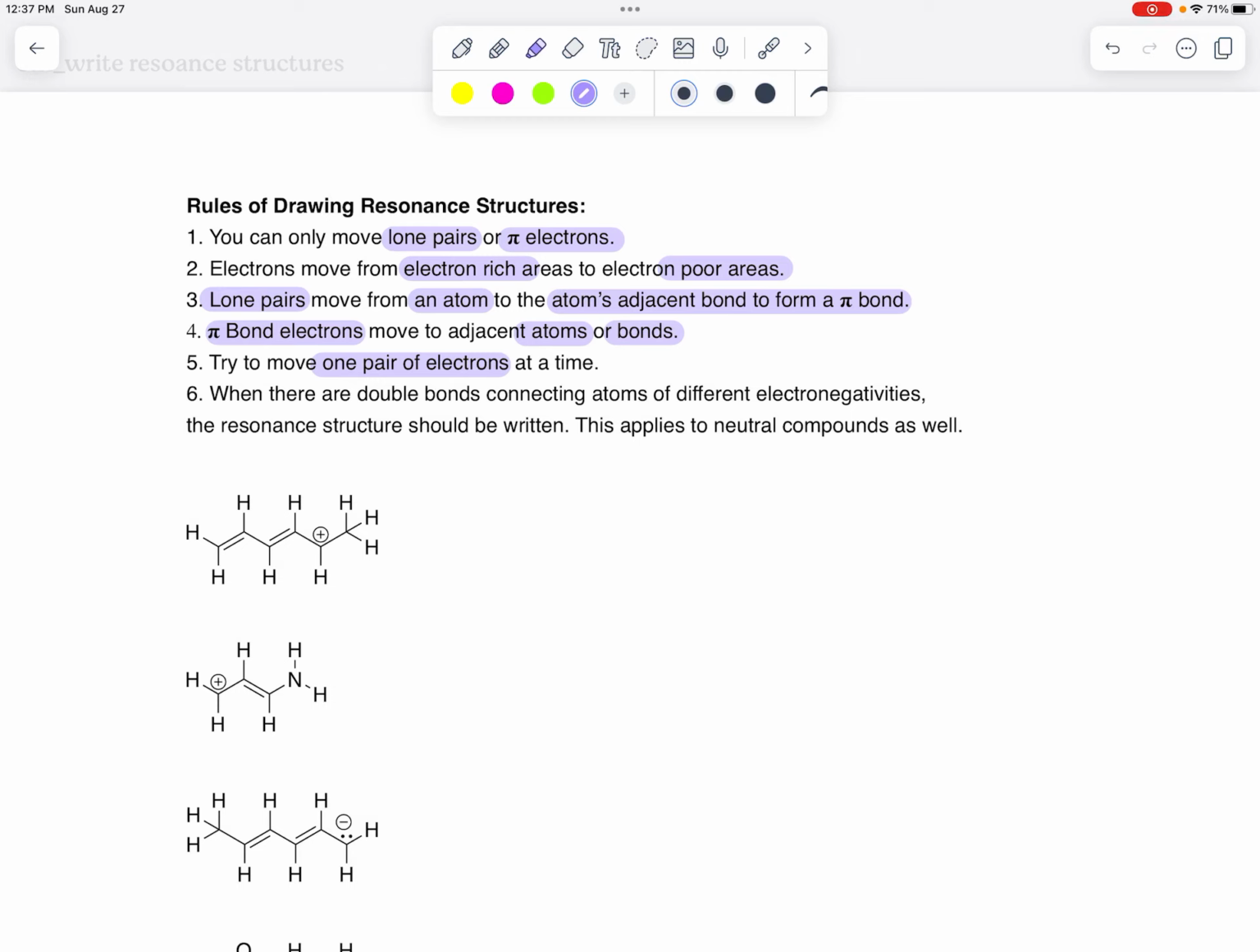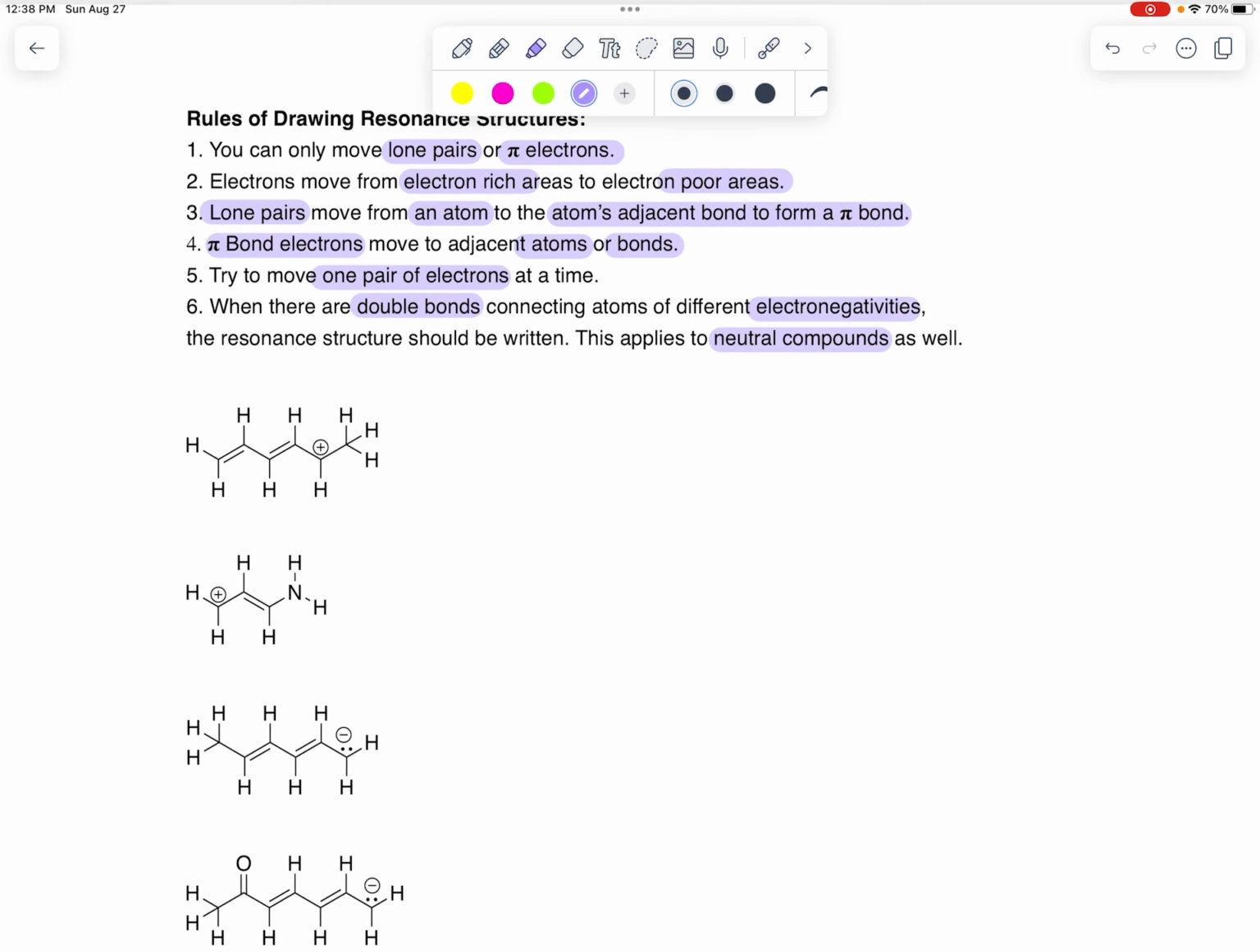And lastly, even when you have a neutral compound, you may still write resonance structures as long as you have multiple bonds, not only double bonds, triple bonds work too, connecting atoms of different electronegativities. Under those circumstances, your pi electrons could be moved to the atoms with greater electronegativity. Okay, let's look at the following examples.